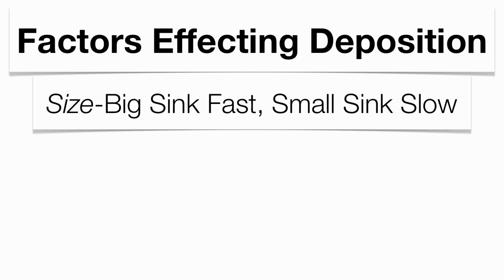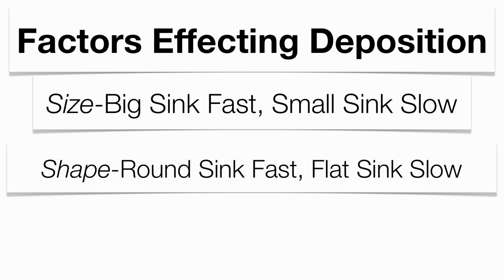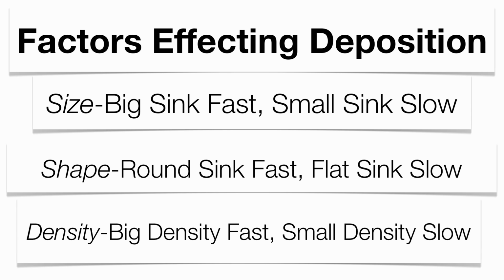Now there are some factors that do affect deposition. Okay, the size of the fragment. Your big fragments sink fast and your small fragments sink slow. The shape of them, round sink fast, flat sink slow. And then finally your density. The really big densities are going to sink fast. Your really small densities are going to sink very slowly.